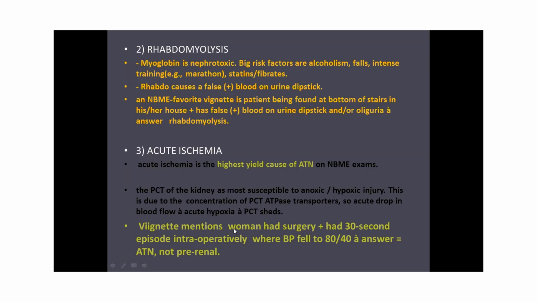So the vignette will mention a woman who had surgery and a 30-second episode. Always remember, acute ischemia is of acute nature, not chronic nature. Suddenly, BP fell down to 80 over 40. So always remember the condition here is acute tubular necrosis, not prerenal. Whenever the case is of an acute event like that 30-second episode, always go for acute tubular necrosis.